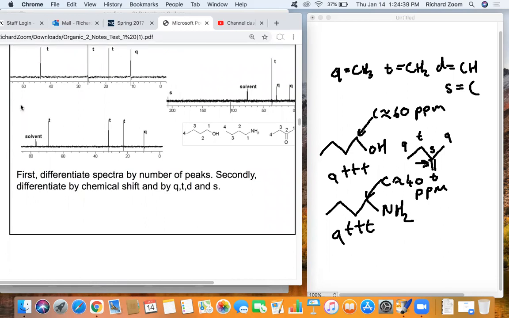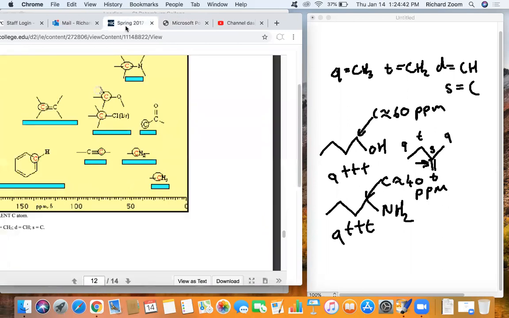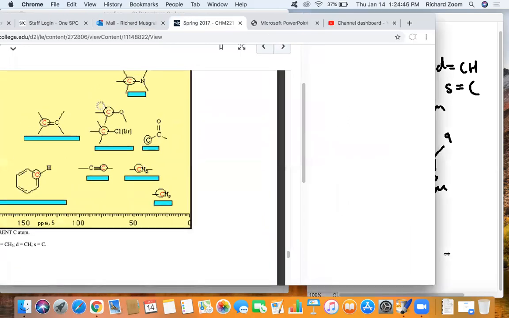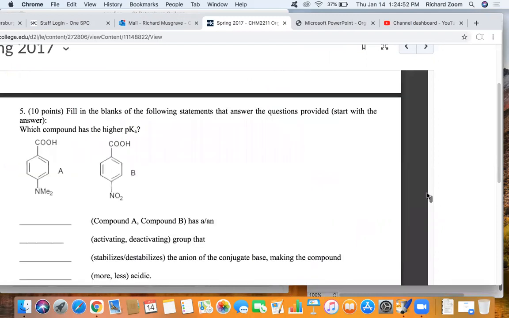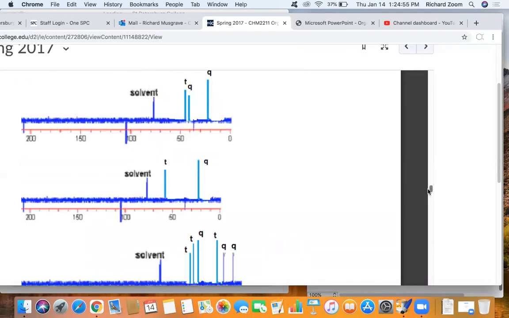So that's what you'll be looking at on the test as well. Let's see, I'll show you a test question here so you can see it, and I'll go through it. The one furthest to the left is closest to the electronegative group. Okay.